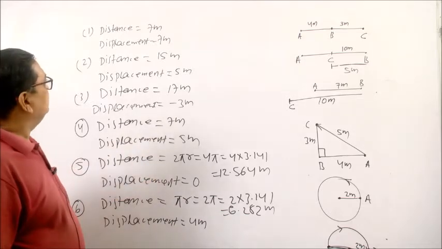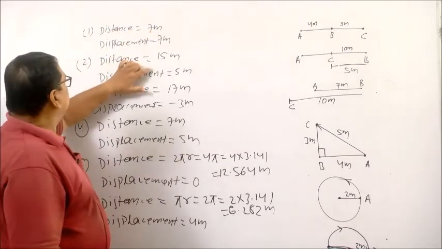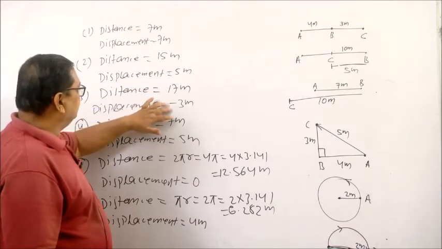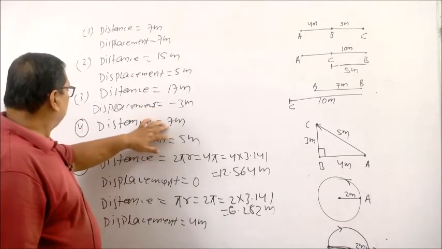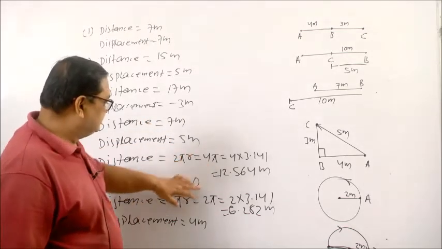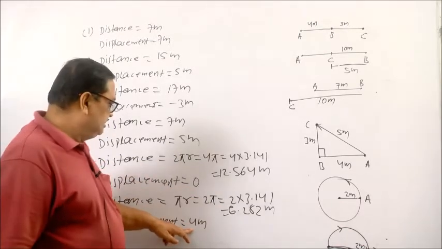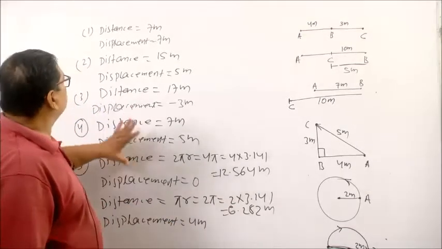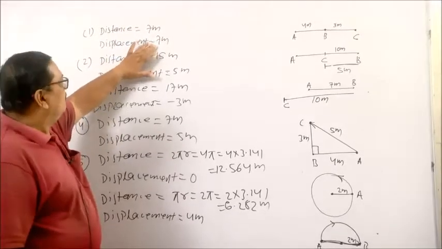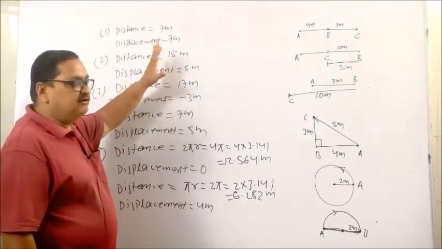Then you see another thing. Here distance and displacement are equal. In the second example, distance is greater than displacement. Third, distance is greater than displacement. Fourth example, distance is greater than displacement. Fifth example, distance is greater than displacement. Sixth example, distance is also greater than displacement. So it concludes that distance may be equal to displacement or greater than displacement. Distance is never less than displacement.